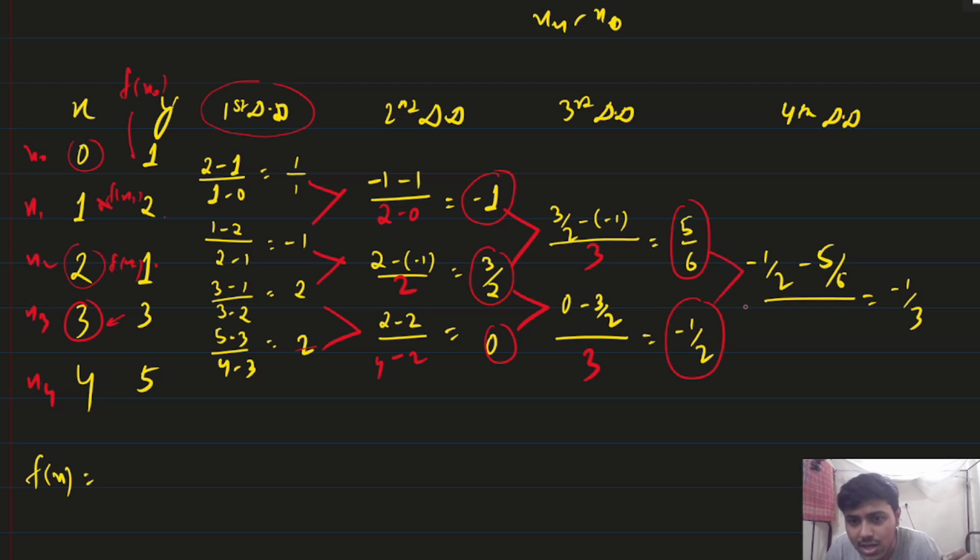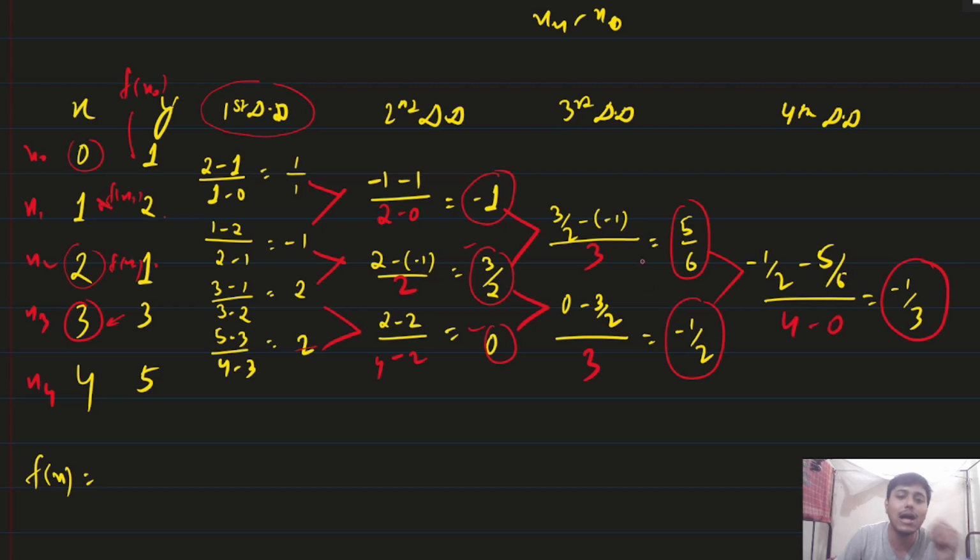And the last divided difference, we can find it by minus 1 by 2 minus 5 by 6, divided by 4 minus 0. In the denominator it will be 4. And when you calculate, it will be minus 1 by 3. So these are the values you have to find. But once you know the process, no need to find all these values.